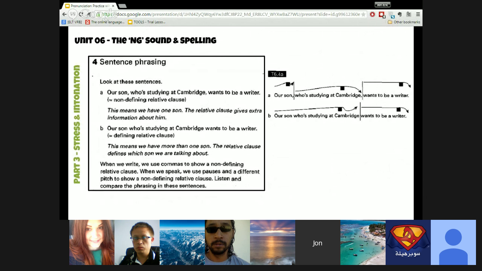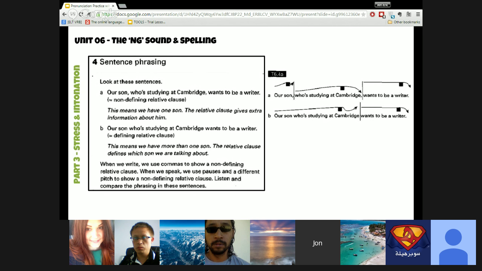This means we... Go ahead. Relative clause mean like adjective, many words. Like this, one son, the relative clause gives extra information about him. Okay, very good. Now we have to compare that to the next idea.